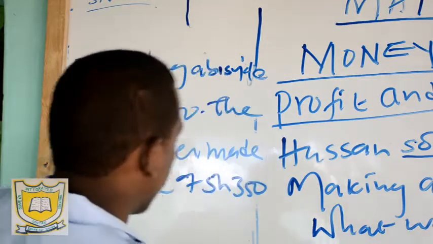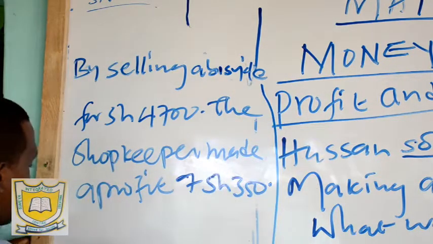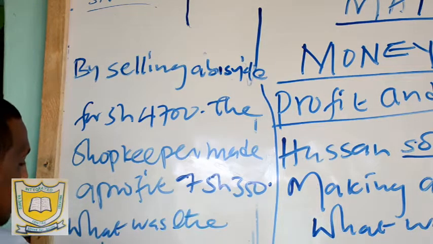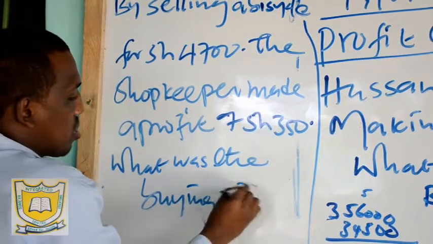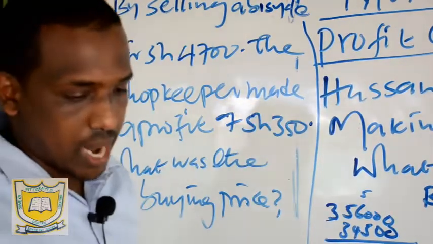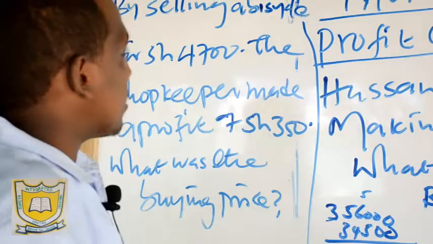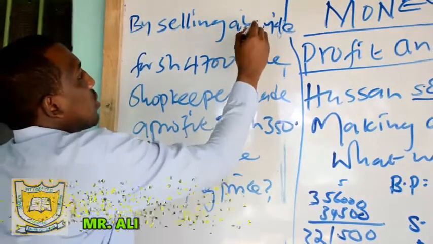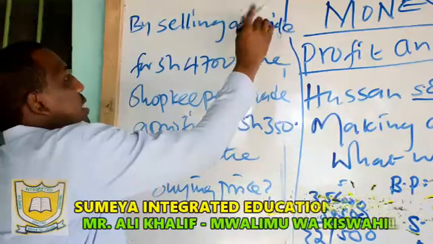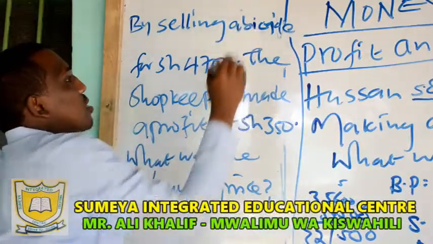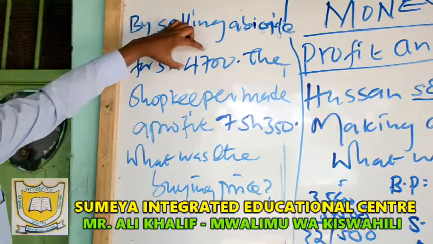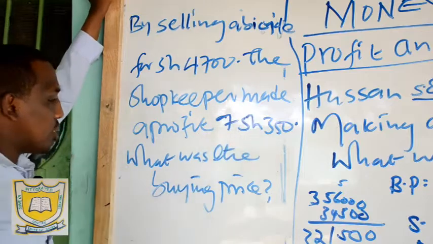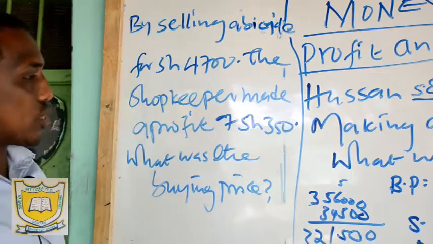What was the buying price? You are told by selling a bicycle for shillings 4,700, the shopkeeper made a profit of shillings 350. What was the buying price?